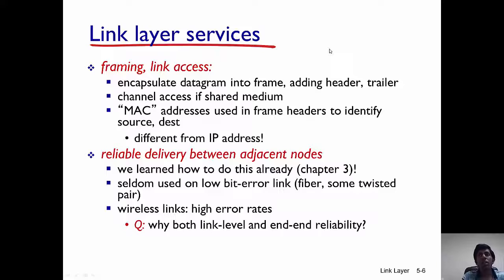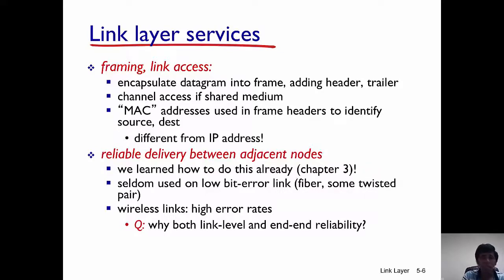Now, what are the different kinds of services that the link layer provides? This is an abstract level of the services that it provides. One, it provides framing, that it takes the datagram from the network layer and encapsulates it in a frame, and it does so by adding some headers and trailers. The next is it uses MAC addresses to do the addressing, and that it puts in the headers as well.